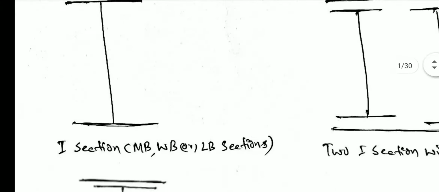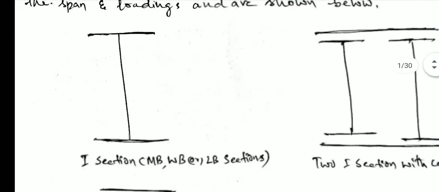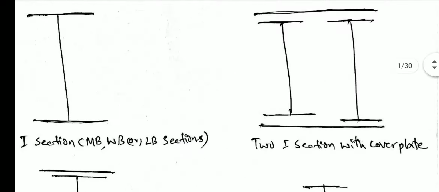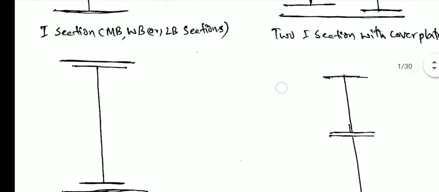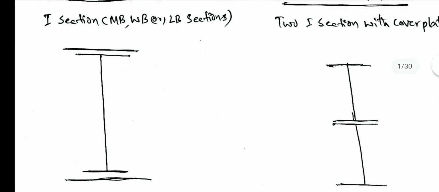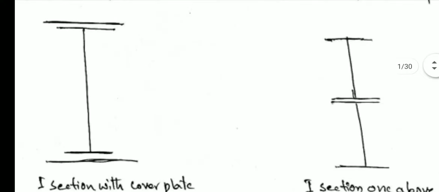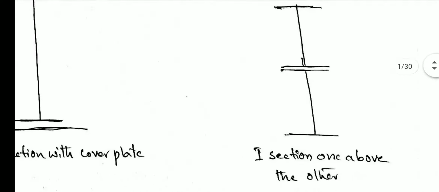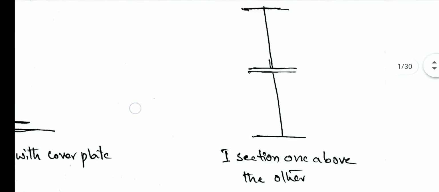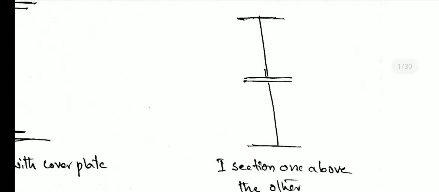Similarly, this consists of a single I section. In the second diagram, they have given two I sections with cover plates. The two I sections will be placed with the cover plate. This is the second type. The third type is an I section with cover plates, a single cover plate on both the flanges. Now here the I sections are one above the other. This is two I sections, one above the other.